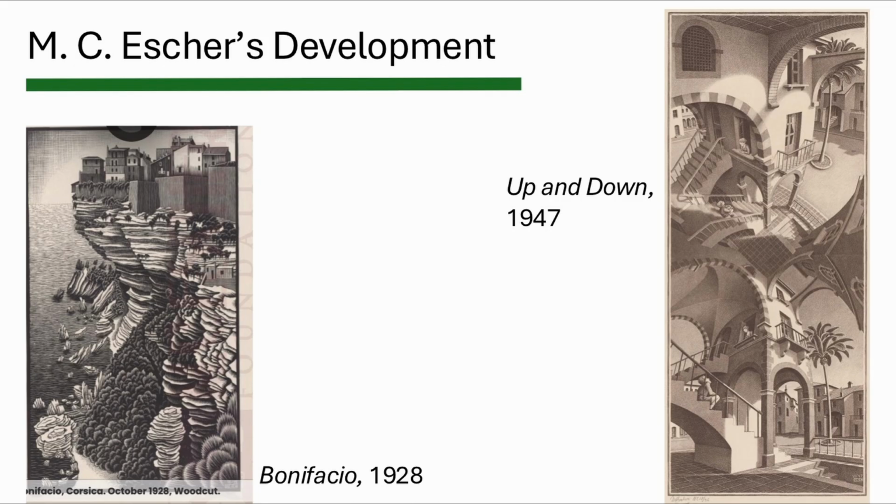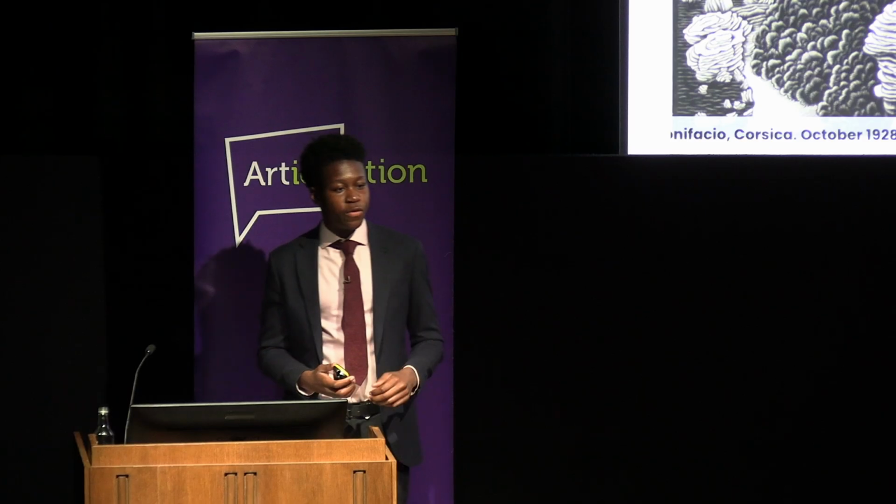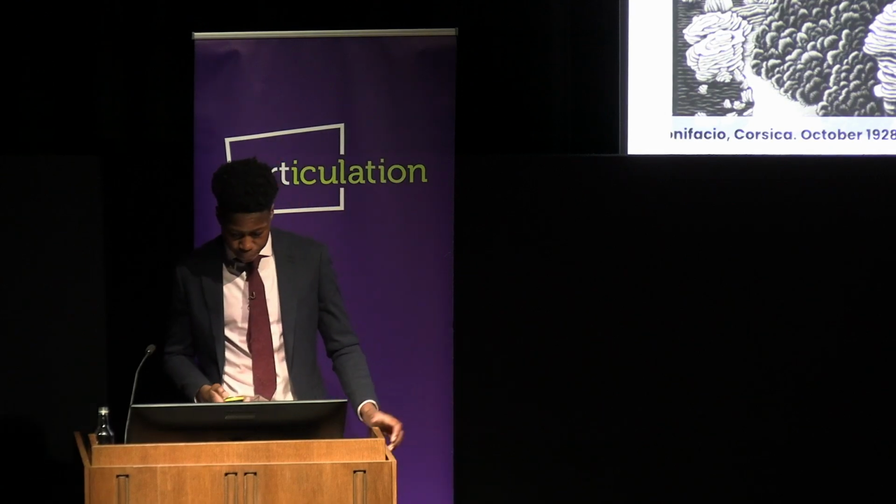It's important to notice that in Bonifacio, he's made the Italian town appear as if it is rising out of the sea on coral. In Up and Down, he's used these same skills with perspective, but it's completely different. He's used skills of distortion in order to create an image in the viewer's mind that doesn't exist in reality. He's moving from portraying landscapes to portraying mindscapes.